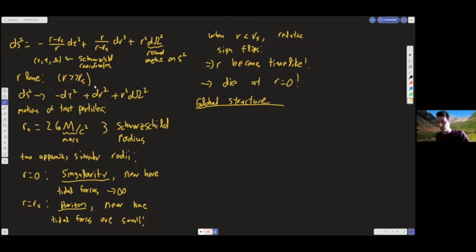So the natural thing to introduce are what are called Kruskal coordinates.